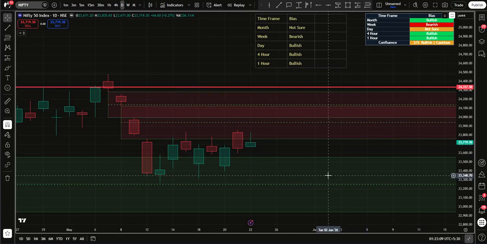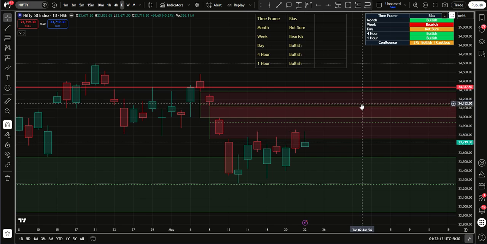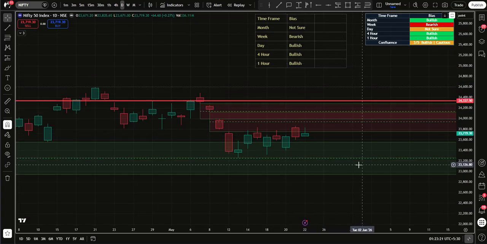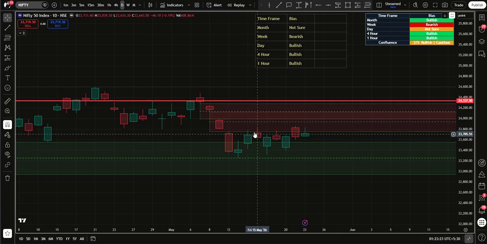And what you see here is what we had analyzed on the last trading day. All that you see in red is sell side liquidity, and all that you see in green is buy side liquidity. It's Nifty perfectly bouncing between the sell and the buy side liquidity.